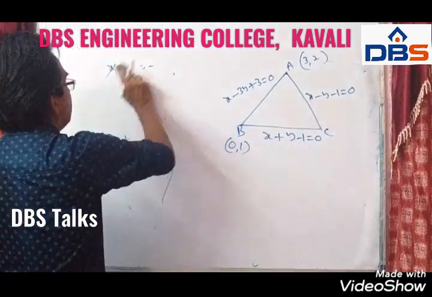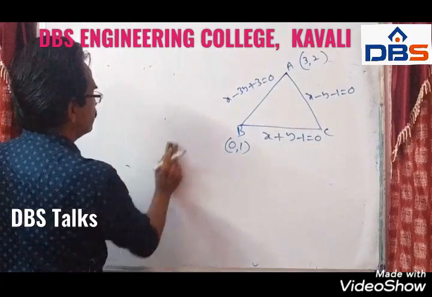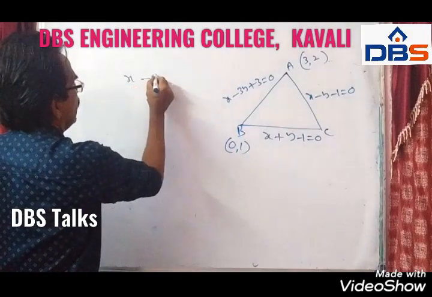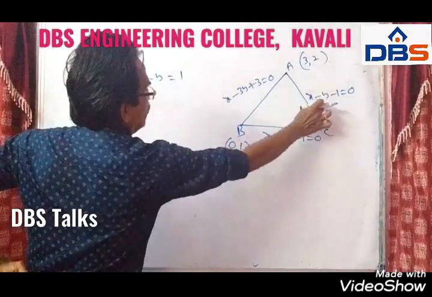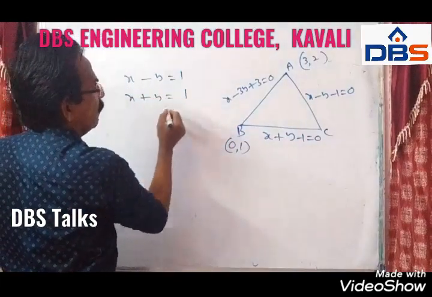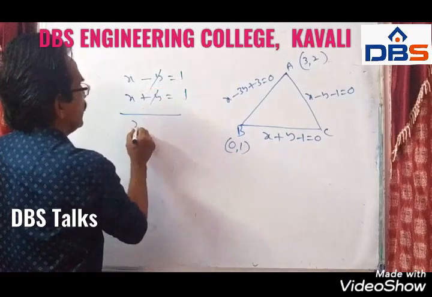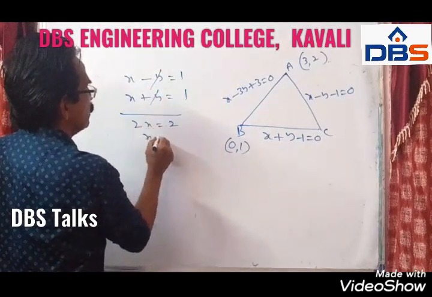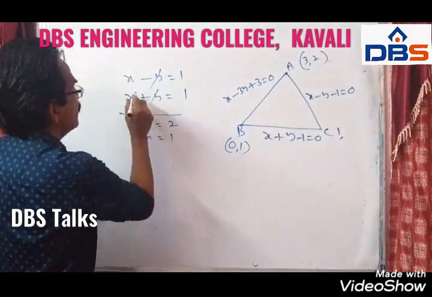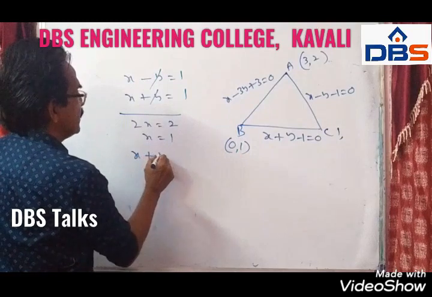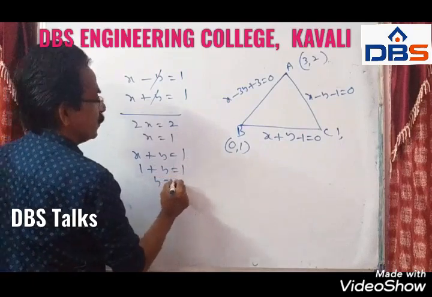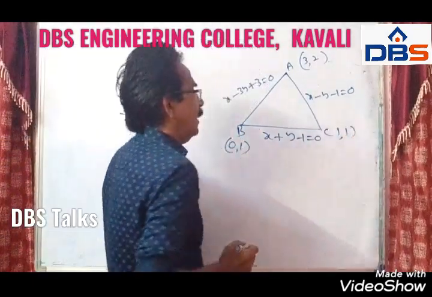Anyway, I have started, so let us find C also. X minus y is equal to 1. By solving these two equations, we can get C. Second equation, x plus y is equal to 1. By adding, 2x is equal to 2, x is equal to 1. X is equal to 1 means, x plus y is equal to 1, 1 plus y is equal to 1, y is equal to 0. So 1 comma 0.